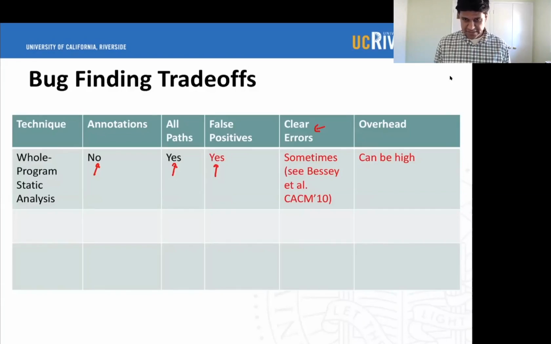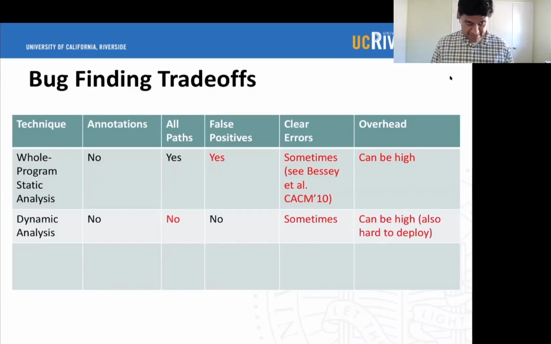There was a great discussion of this in the CACM 2010 paper from the Coverity folks about how they had to turn off various error checks just because the messages were not understandable. And also, overhead of this kind of analysis can be quite high. So there have been various techniques recently to try to do incremental and modular analysis rather than trying to do things at a whole program level. But getting complete new results after a change can still take on the order of minutes to hours for large programs. So now let's look at dynamic analysis.